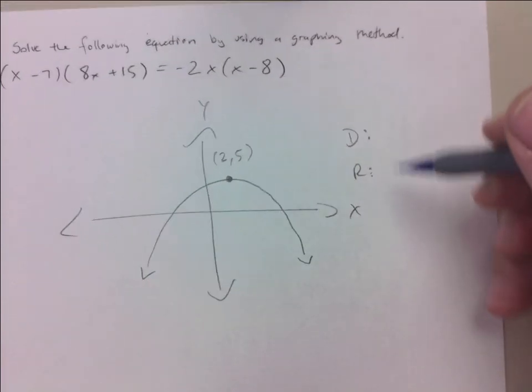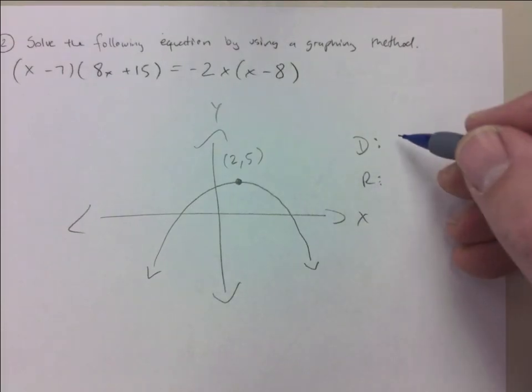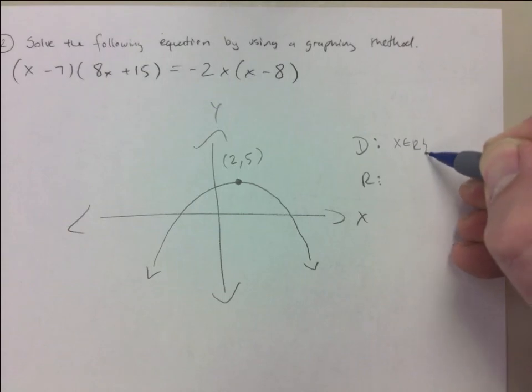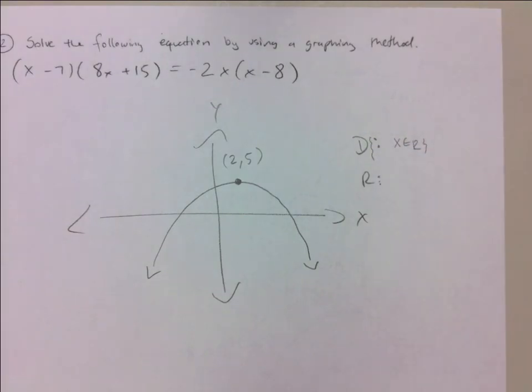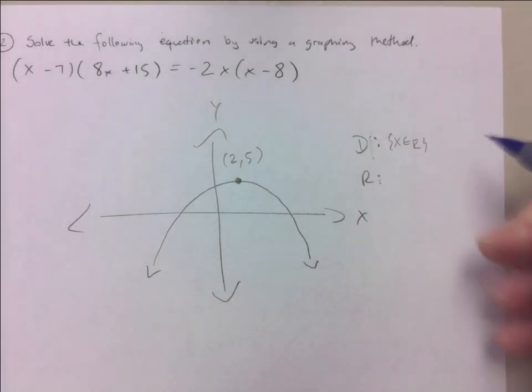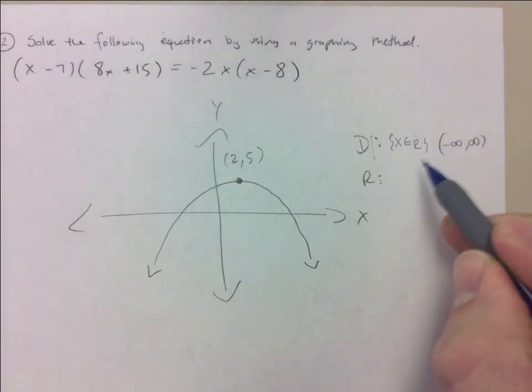Let's start with the back one here. This one, if it's not a word problem, you can close your eyes and just go, let's try that. I'm looking up right now. Anyways, it's all real numbers, or you can go negative infinity to positive infinity. Either one will work.